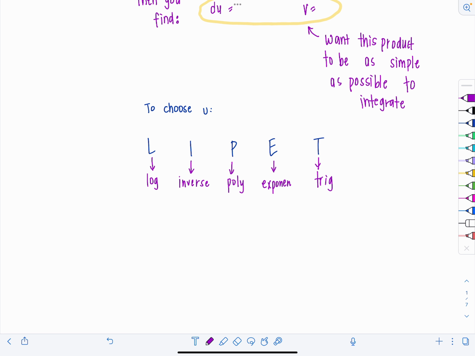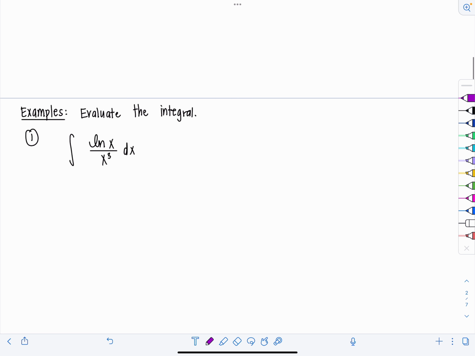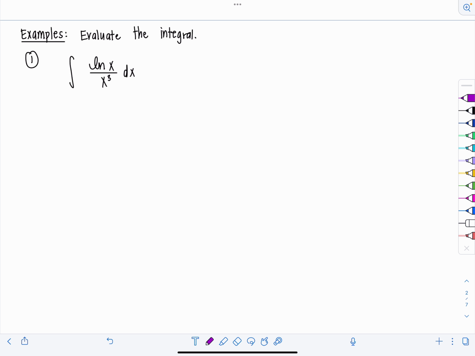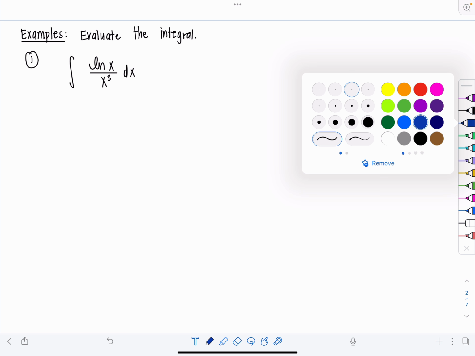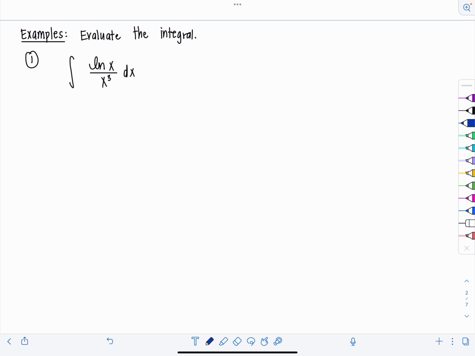Okay, you ready for some examples? We're just gonna crank through a few. Here we go. First one, evaluate the integral. We have integral of natural log of x over x cubed, dx. So let's go ahead. First select what u and dv should be.